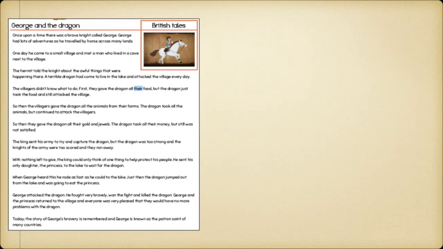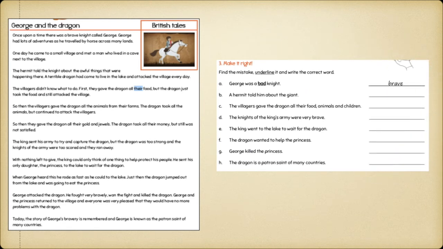Okay, once again we have the story of George and the dragon. And we just need to compare these, and you have to compare them and just think, is that true or is something wrong? So first of all, make it right. Find the mistake, underline it, and write the correct word. So in A, George was a bad knight. Well, that's definitely incorrect. So rather than being a bad knight, George was a brave knight. And if you look in the first sentence, in paragraph 1, it says, once upon a time, there was a brave knight called George. So it's definitely brave, not bad.